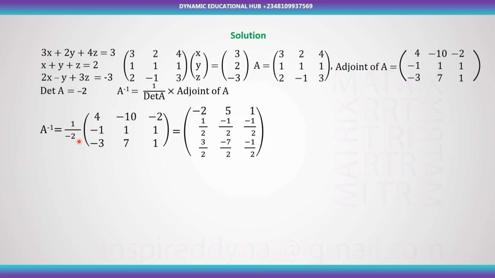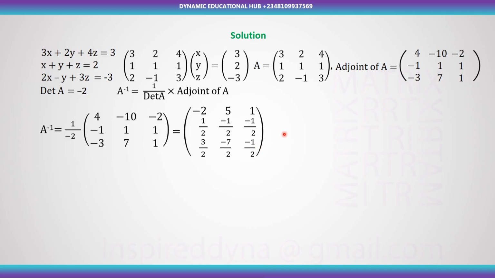So 1 over minus 2 multiplied by minus 2, we get 1 here. 1 over minus 2 multiplied by minus 1, we get 1 over 2. 1 over minus 2 multiplied by 1, we get minus 1 over 2. 1 over minus 2 multiplied by 1, we have minus 1 over 2. 1 over minus 2 multiplied by minus 3, so we are going to have 3 over 2 here. 1 over minus 2 multiplied by 7, we are going to get minus 7 over 2. 1 over minus 2 multiplied by 1, we have minus 1 over 2.